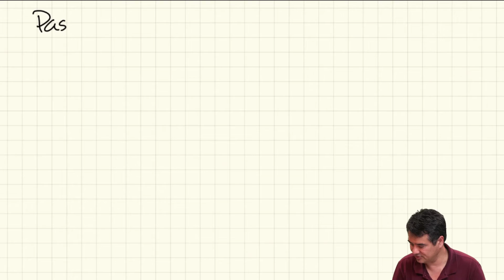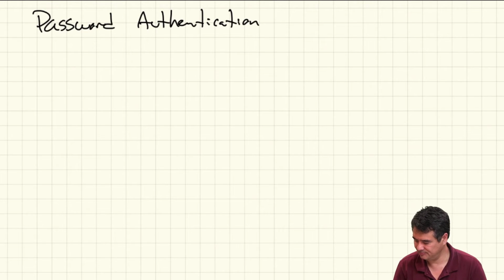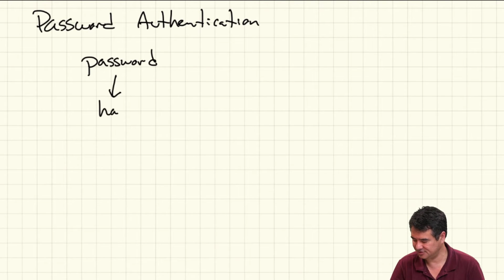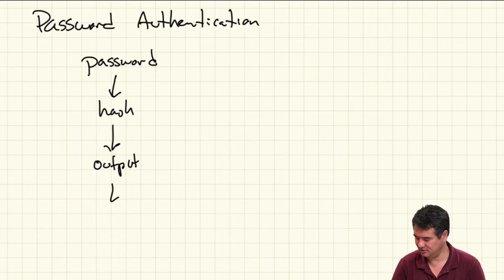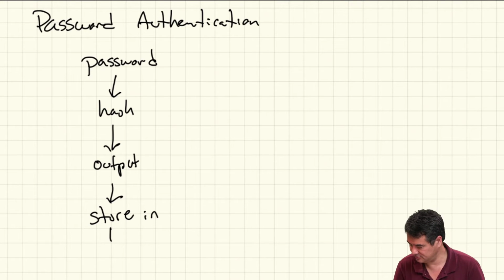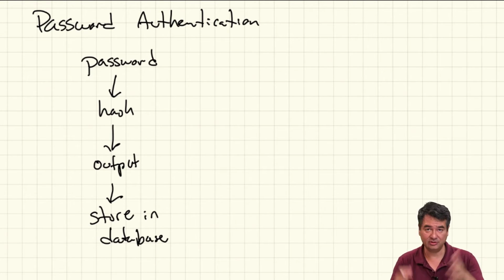So, password authentication. I'm not concerned about the usernames at this point. So when you sign up, you're going to enter in a password. And then that's going to go through a hash. And then you're going to get an output value. And then you're going to store that, probably in a database of some sort. Okay, so that's when you sign up for the account.